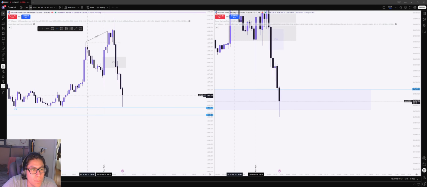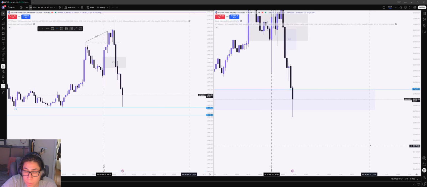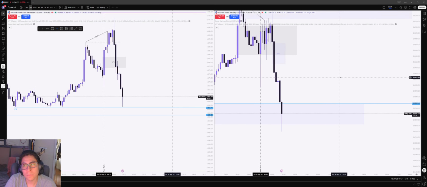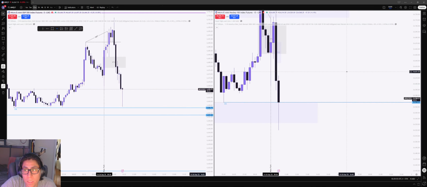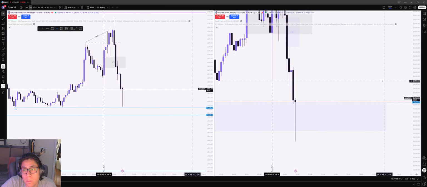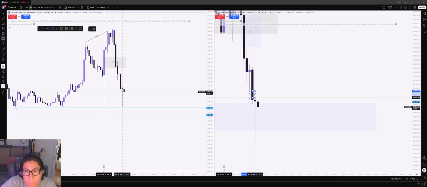Technically here in MES, we tapped into this 5 minute gap, but so this 15 minute held up. So I want to see us probably disrespect this gap here.